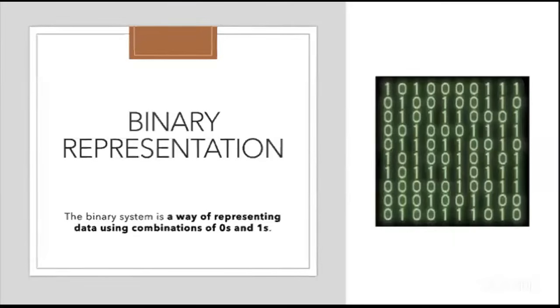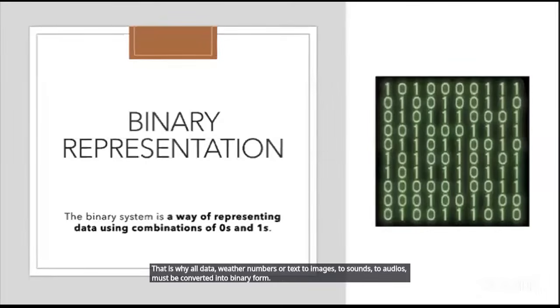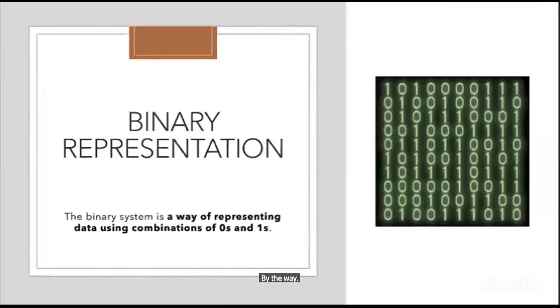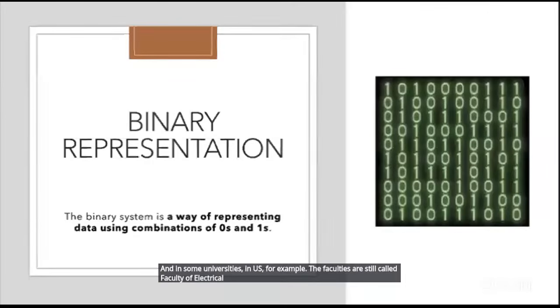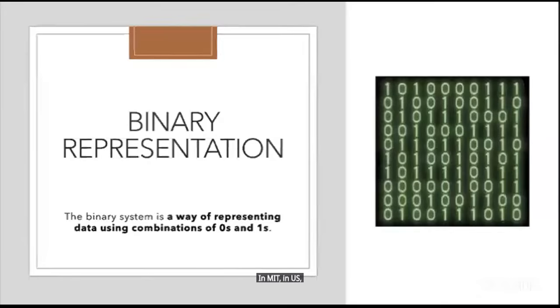That is why all data, whether numbers or text or images or sounds or audios, must be converted into binary form. By the way, computer science originated from electrical engineering. And in some universities in the US, for example, the faculties are still called Faculty of Electrical Engineering and Computer Science. At MIT in the US, it is called Computer Science and Electrical Engineering, something like that. So all computers came about because they operate using electrical signals.